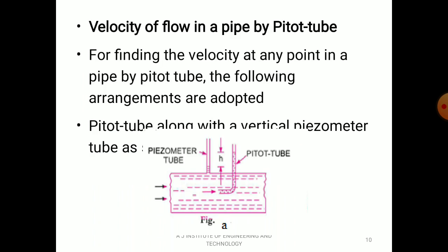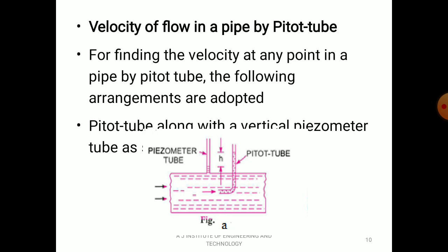So, velocity of flow in a pipe by pitot tube. There are many arrangements to measure velocity. For finding velocity at any point in a pipe by pitot tube, the following arrangements are adopted. Pitot tube along with a vertical piezometer, as shown in the figure.